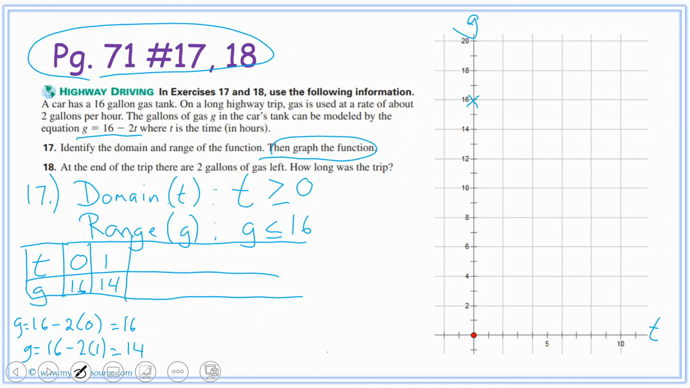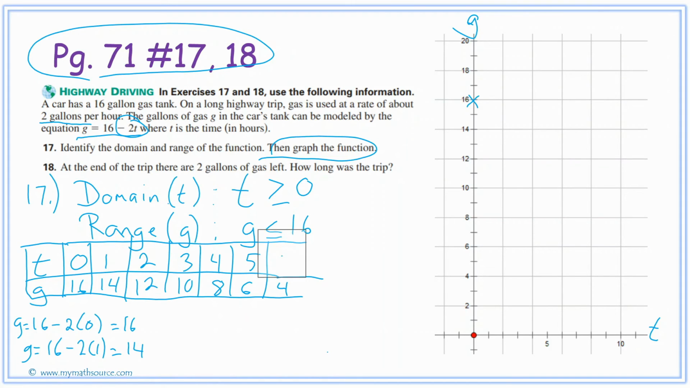And so you might start to see a pattern the more you do this. And I'm just going to say what that pattern is. You can go ahead and practice substituting to get each value. But as we move along on the t-axis, what you're seeing is that on the y-axis, we're going down by 2, right? We're losing 2 gallons per hour. So that's going to be 16, 14, 12, 10, 8, 6, and you're probably getting the picture. 4, 2, 0.